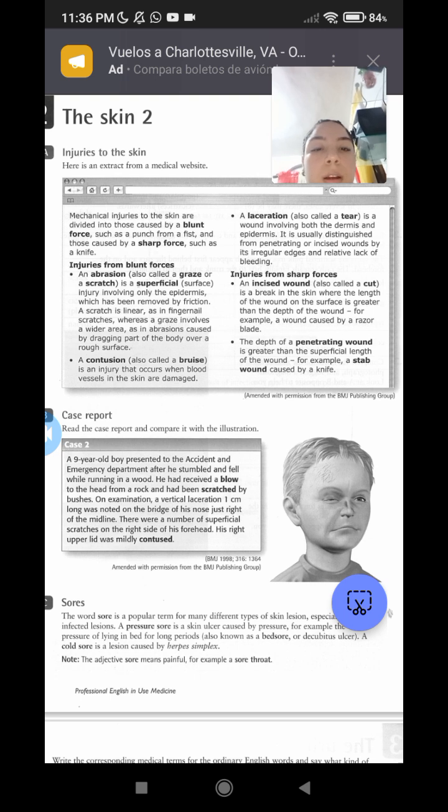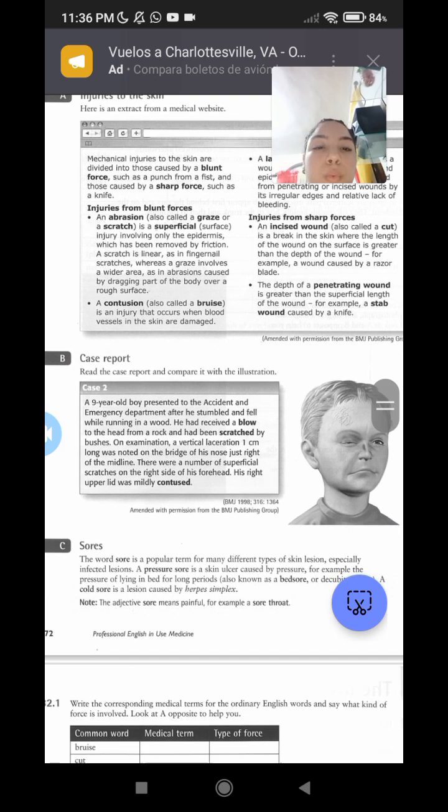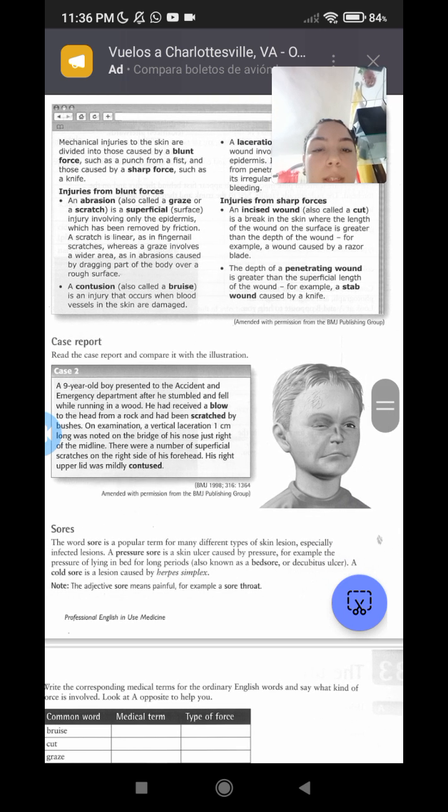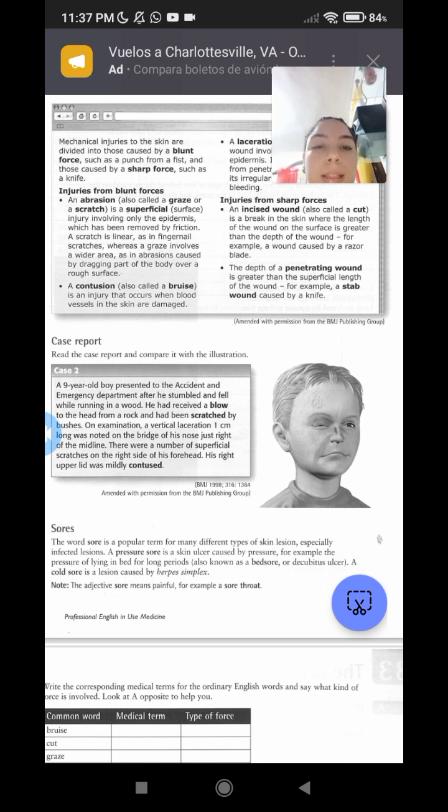Injuries from shear force. An incision wound, also called a cut, is a break in the skin where the length of the wound on the surface is greater than the depth of the wound. For example, a wound caused by a razor blade. The depth of a penetrating wound is greater than the superficial length of the wound. For example, a stab wound caused by a knife.